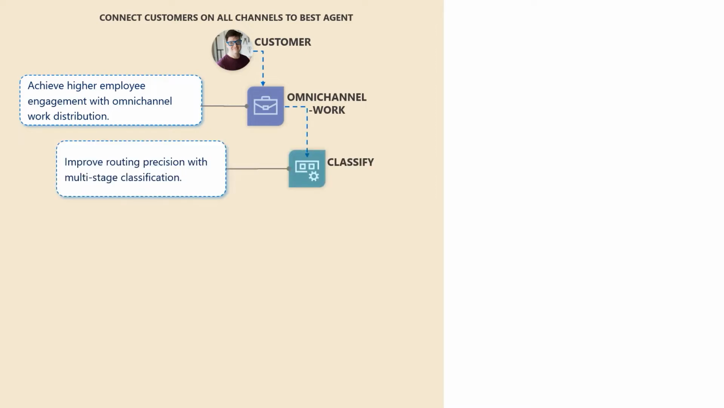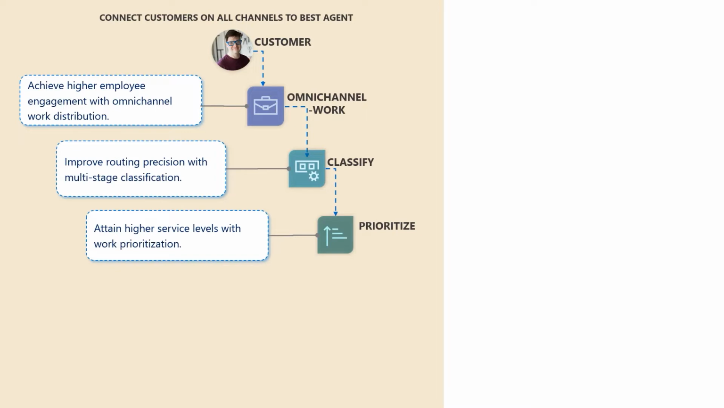Then the work goes through a multi-stage classification, which helps improve the routing precision. The classified work is sent to a prioritization engine where you can deliver more and more personalized service based on the prioritization of the work.